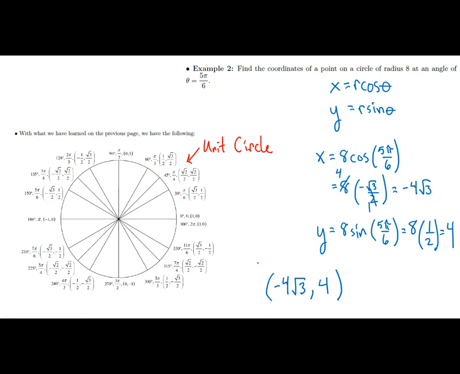So we can find the points on a circle of any radius based upon this knowledge of the unit circle and understanding that the cosine of an angle gives the x value on the unit circle, the sine of the angle gives the y value on the unit circle, and then I can just multiply by my radius in order to find the points on a circle of a radius larger than 1.